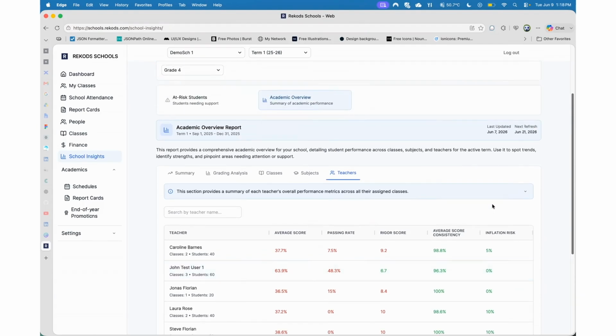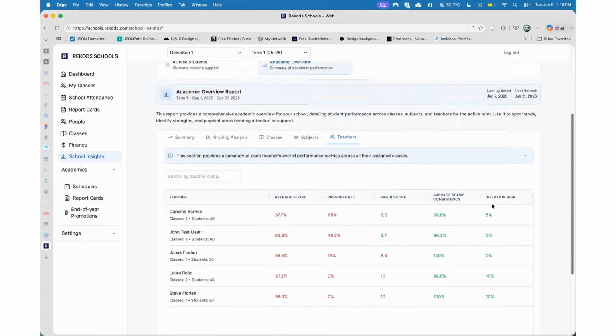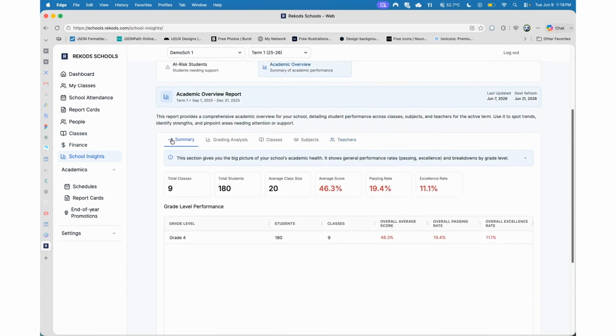So that's the full academic overview report. 5 tabs, and each one answers a different question. How is the school doing overall? How consistent is our grading? How is each individual class performing? How are our subject departments tracking? And how are our teachers doing across all their classes?